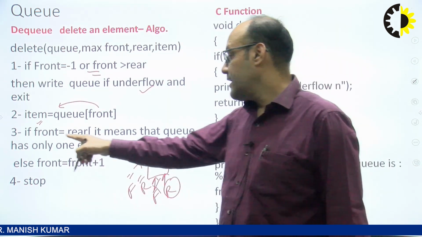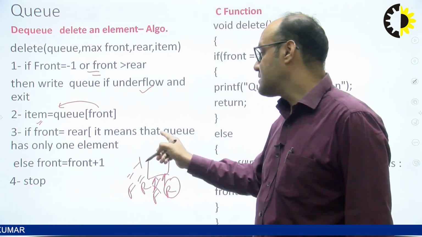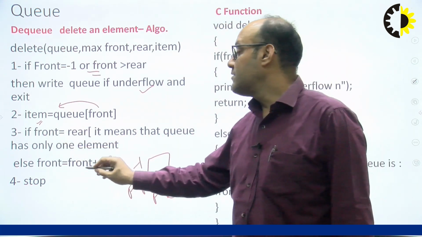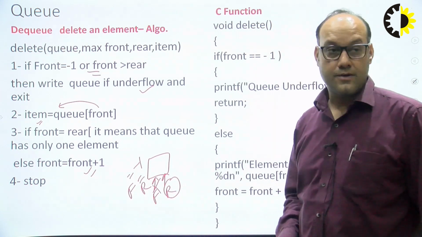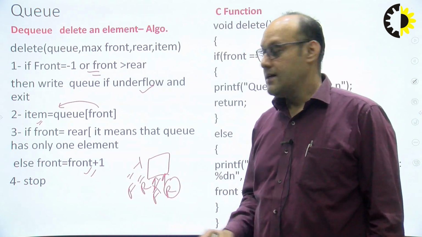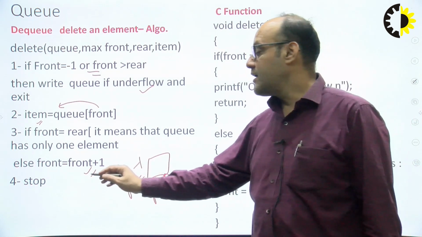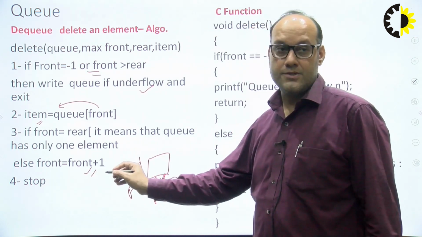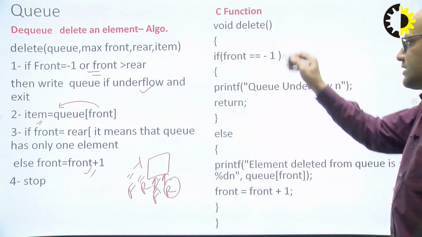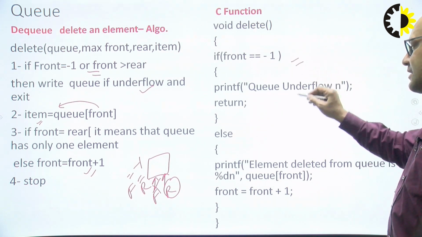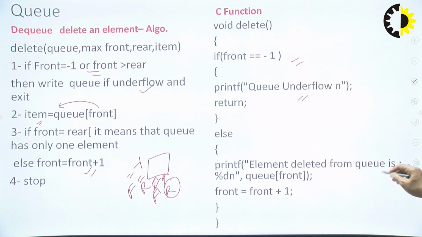So we have checked, if front is equal to rear, it means that the queue has only one element. Then we will update it. Otherwise, if this is not the last element, then front will be updated, front is equal to front plus 1. Okay, this is the respective C function. We will check underflow condition, else element deleted will be printed and front plus 1 will be there.